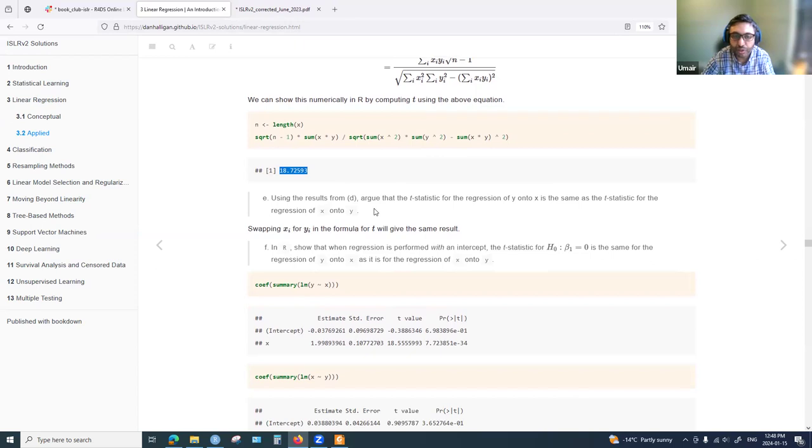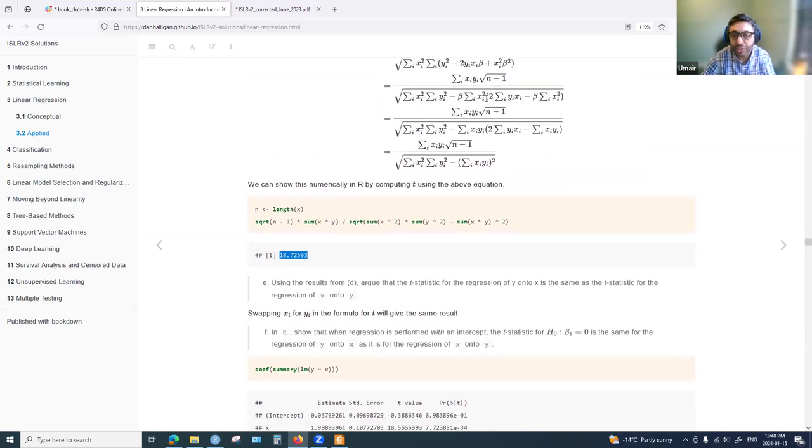Using the results from part D, argue that the t statistic for the regression of y onto x is the same as the t statistic for the regression of x onto y. So even if we swap the xi to yi, we'll get the same value of t. And we can confirm that if we run this again, to swap x and y.